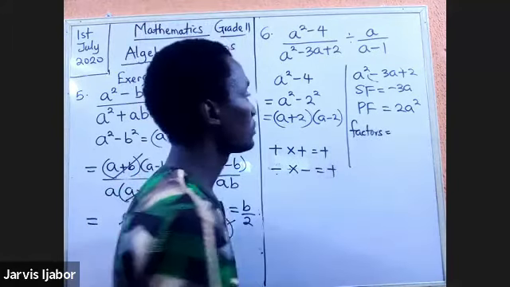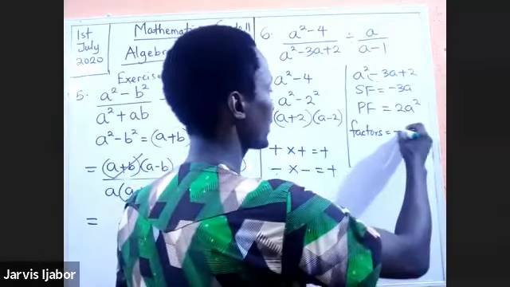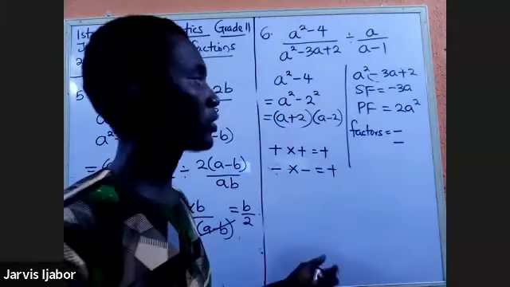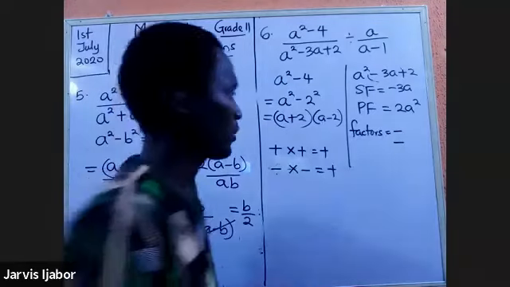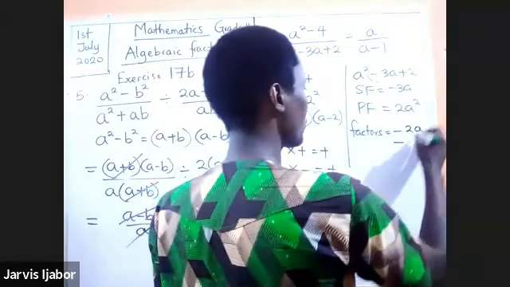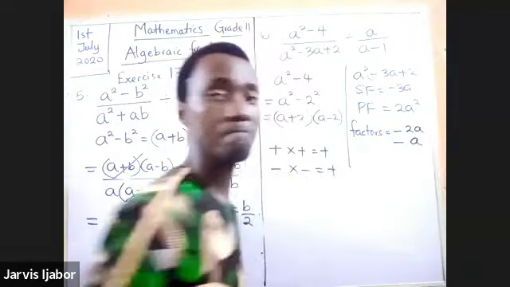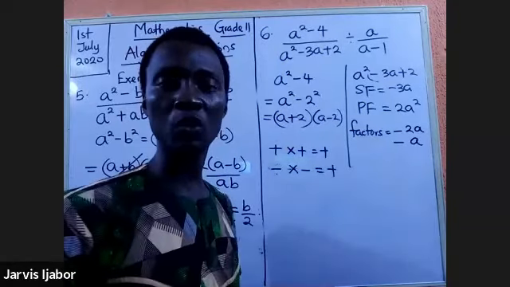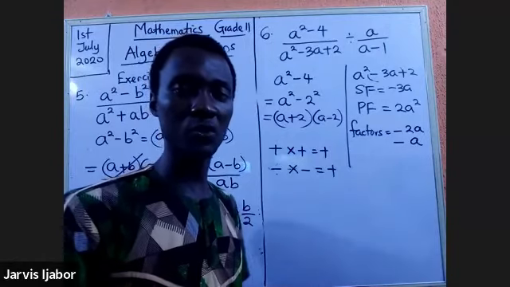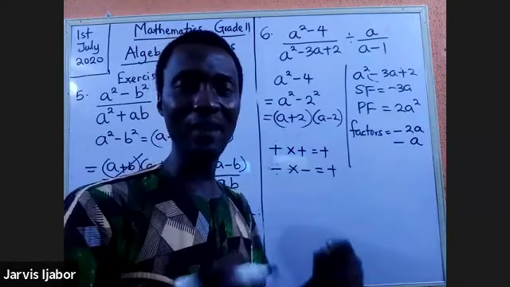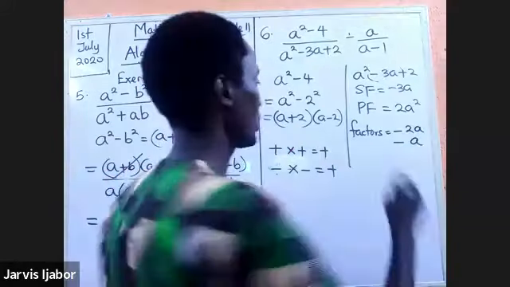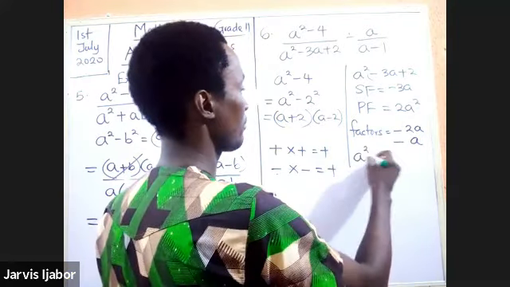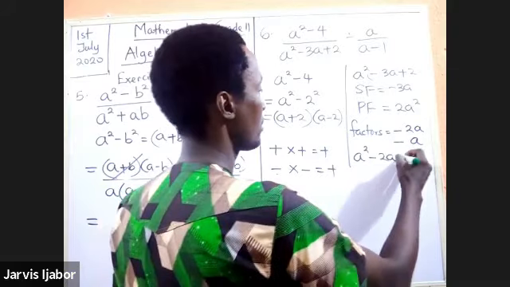So the factors will be negative and negative. I think of two numbers that I will multiply to get 2a squared, and obviously that will be negative 2a and negative a. The other things I would have shown you, for want of time, but maybe as we proceed, when the need arises, I will take care of them. So this will now give you a squared minus 2a minus a plus 2.